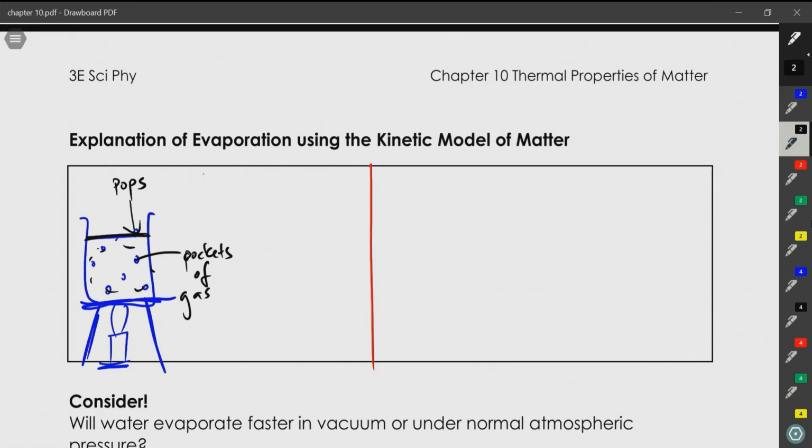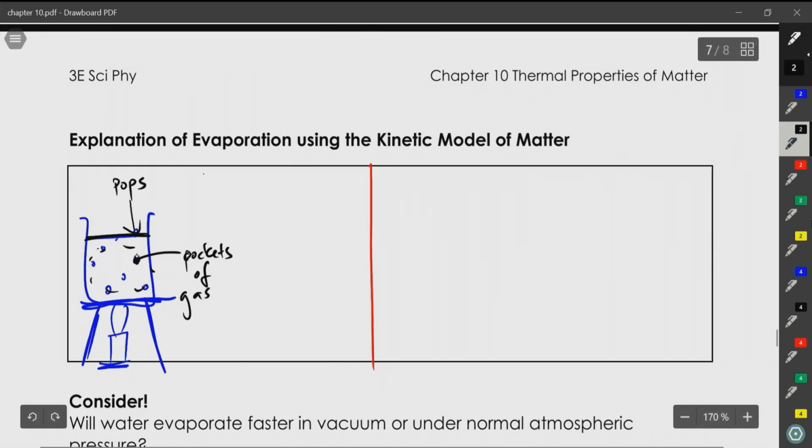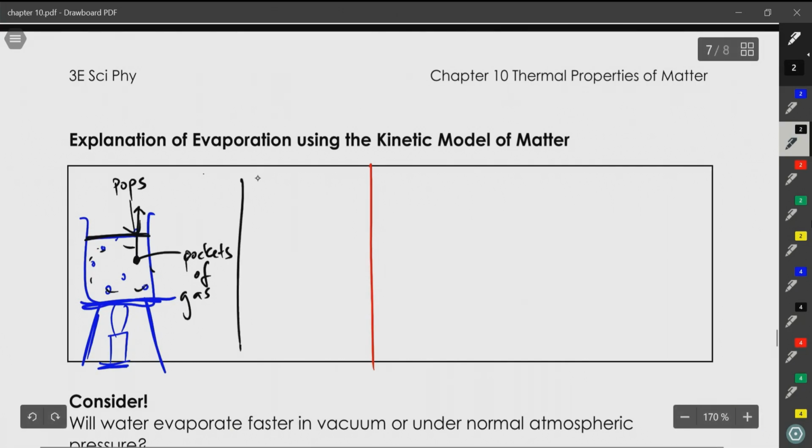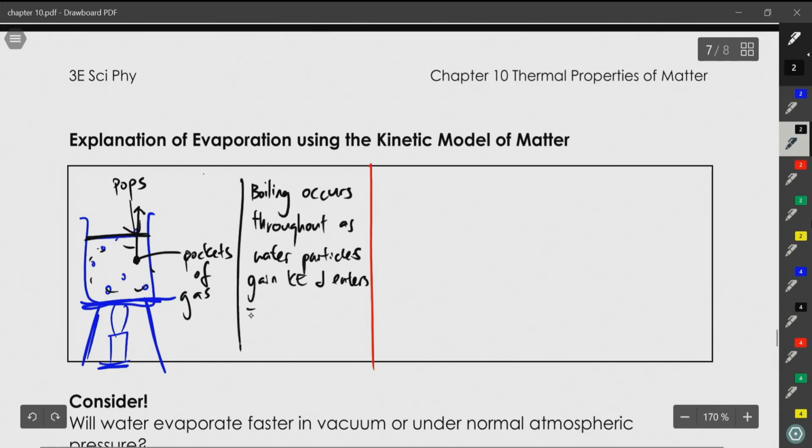The reason why water becomes gas is that it has already boiled. It has started to boil over here and it's trying to escape, and that's why the bubbles will float up. Why is it trying to escape? First thing first, boiling occurs throughout as water particles gain KE, and enter the process of boiling.